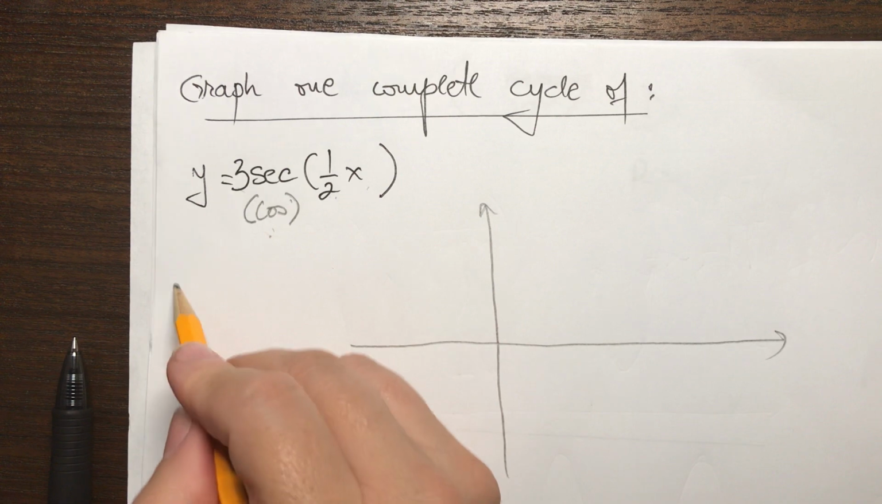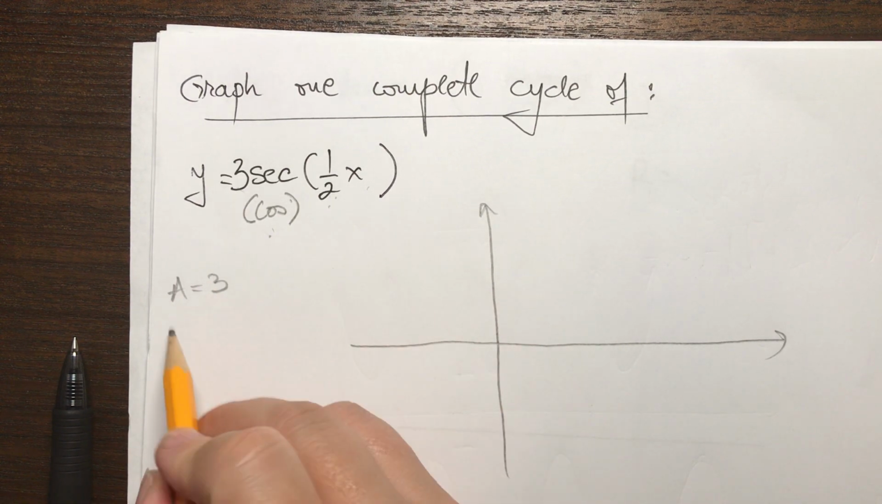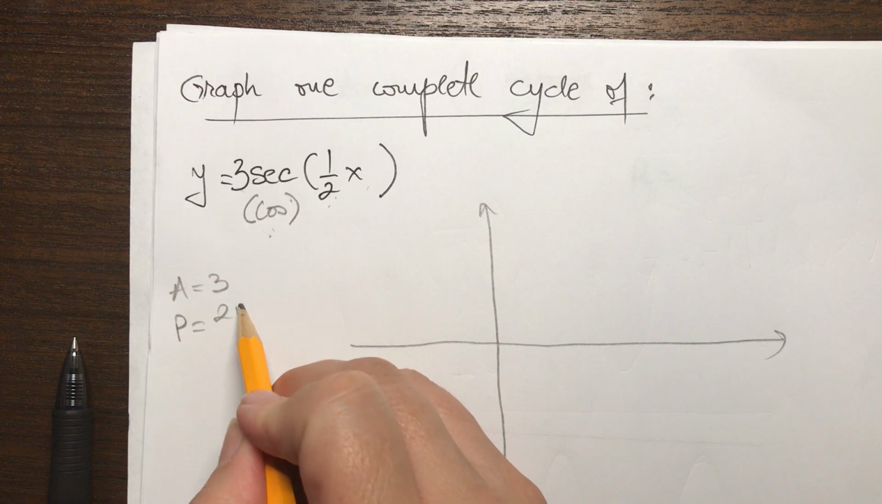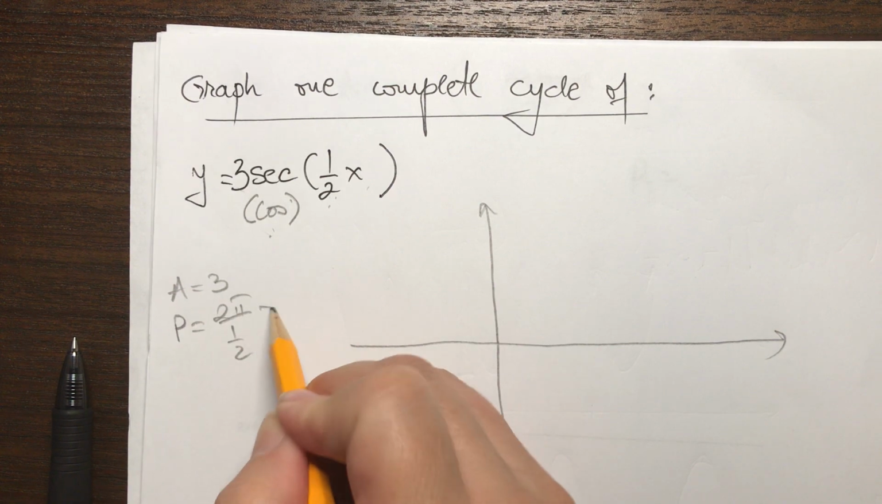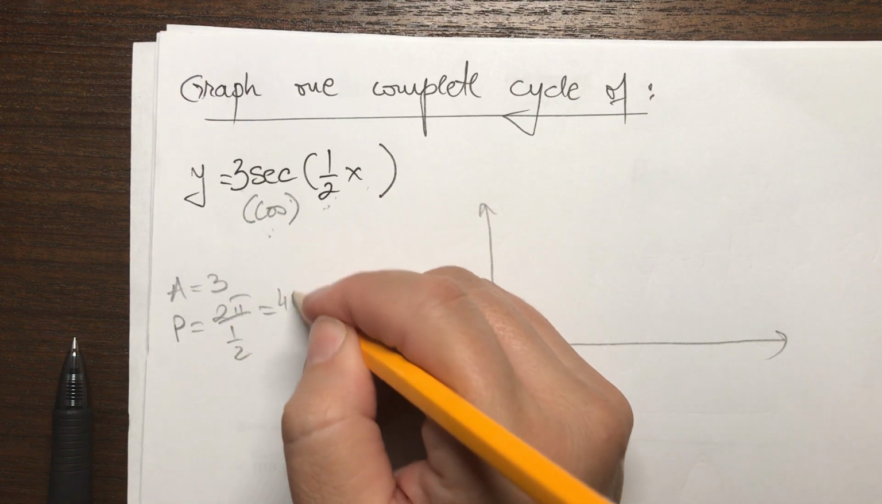Okay, so let's get ready. What's the amplitude of cosine? It's 3. What am I messing with? I'm messing with your period. So 2 pi divided by 1/2, by the way, that's 4 pi.